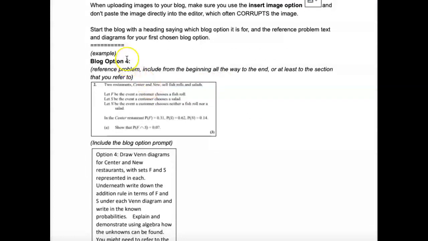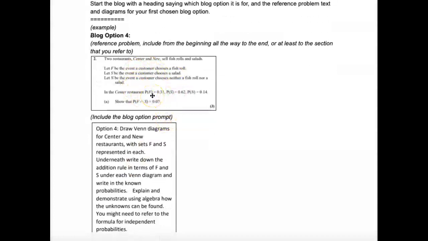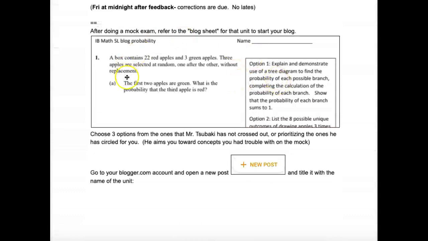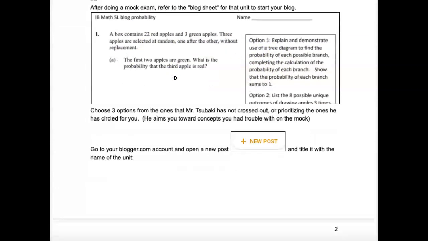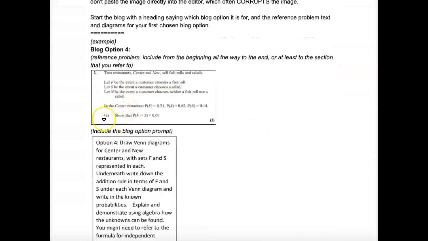Okay, so here is an example of what you put into a blog option, and you just do this 3 times because you're going to choose 3 blog options for each blog. So at the top you're going to put the reference problem. So the problem that was to the left of the blog option is the problem that's the reference problem. Okay, so you're going to put either the whole problem, or you're at least going to go to the section which the blog option is referring to. And if you can't figure that out, basically it's the part that's at about the same vertical position as the option.